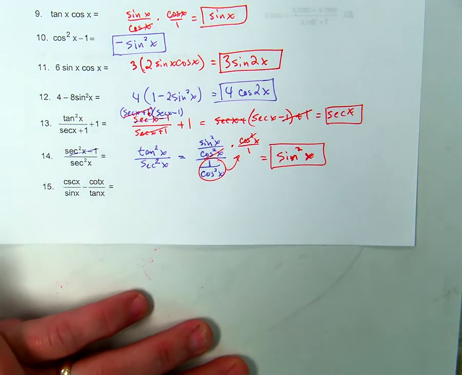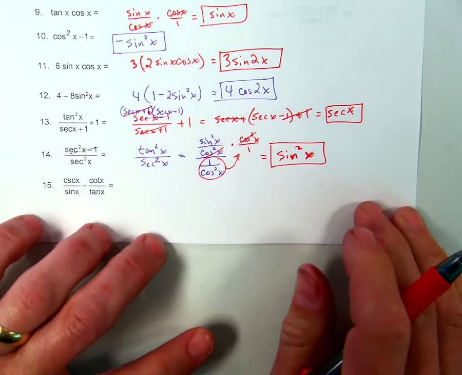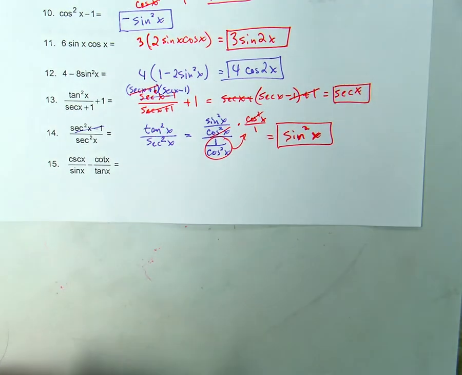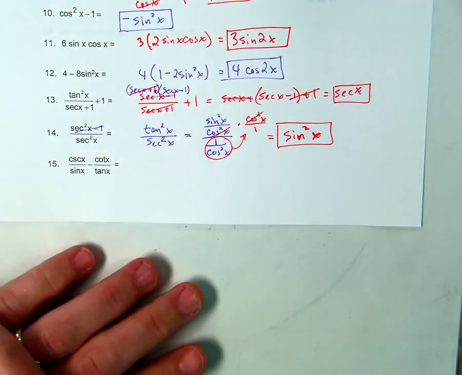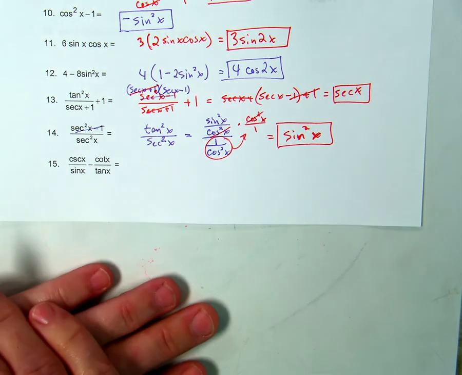Sorry for scribbling. My handwriting is not the greatest when we're going this fast. We'll try to make it as legible as possible and still maintain our current speed. We're moving along here to number 15.